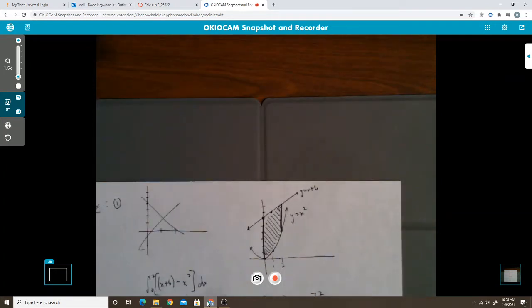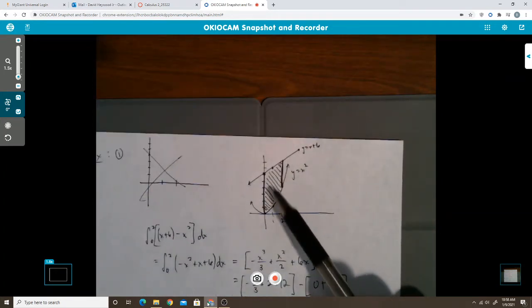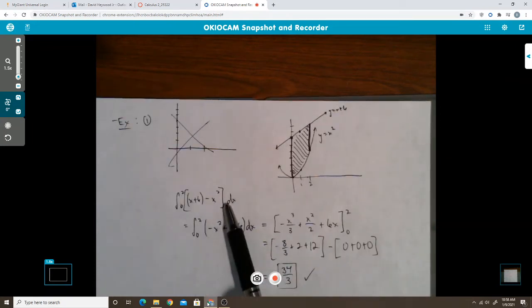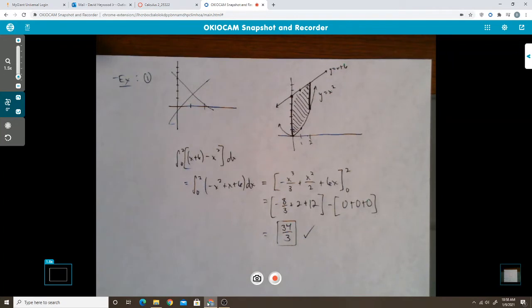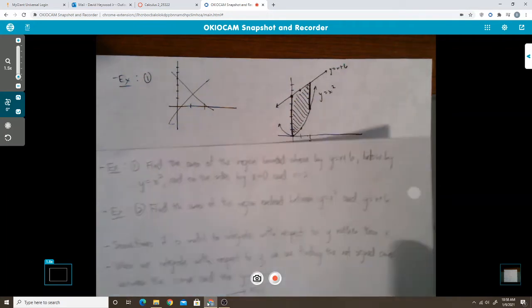The main thing is I want to make sure you can set up the problem, draw the picture, set up the problem, and then integrate correctly, of course. But I sometimes make mistakes with arithmetic, right? Okay, so there's that example. Let's look at another one.